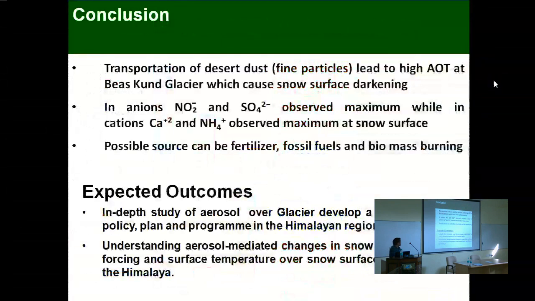So the conclusion of the study: transportation of dissolved dust and fine particles due to high AOD at Beas glacier. On the snow surface, among ions, nitrite and sulfate were observed at maximum, while among cations, calcium and ammonium were observed at maximum. Possible sources can be fertilizer, fossil fuels and biomass burning in this region.